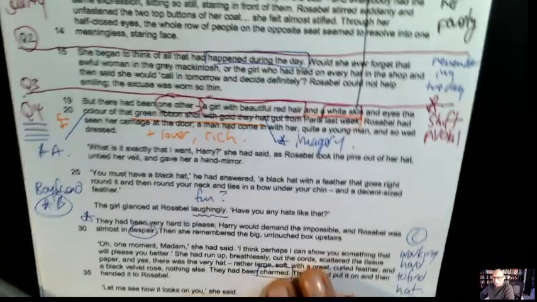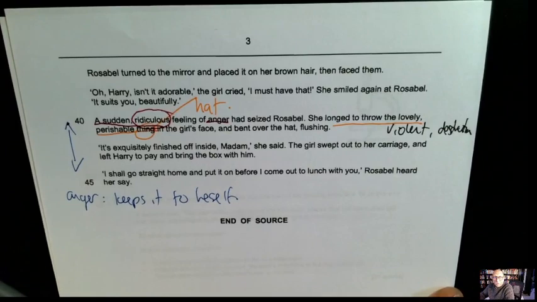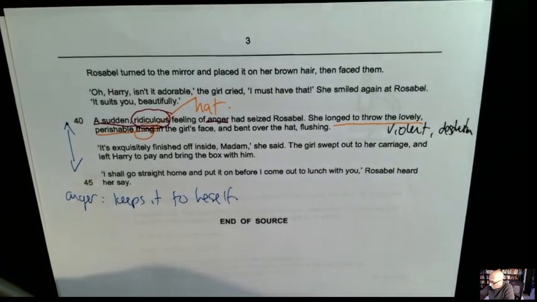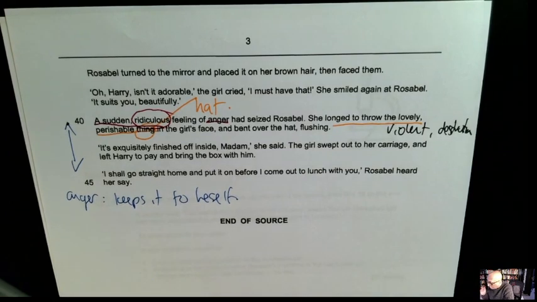"Let's see how it looks on you," she said. Rosabel turned to the mirror and placed it on her brown hair, then faced him. "Oh, Harry, isn't it adorable?" The girl cried, "I must have that." She smiled again at Rosabel.